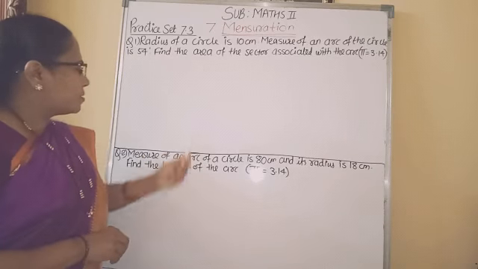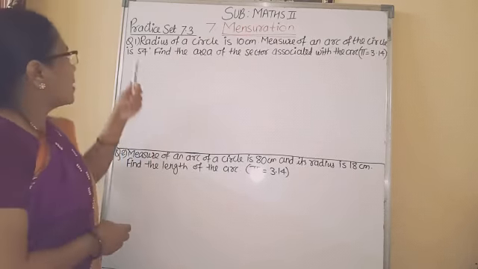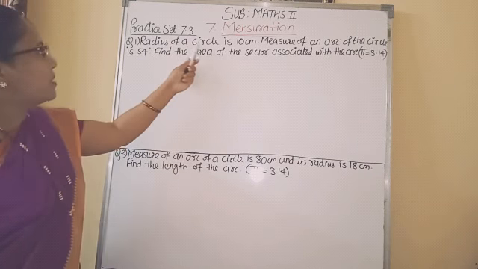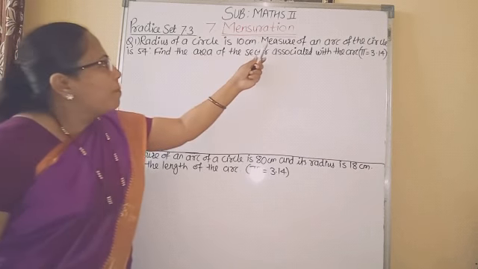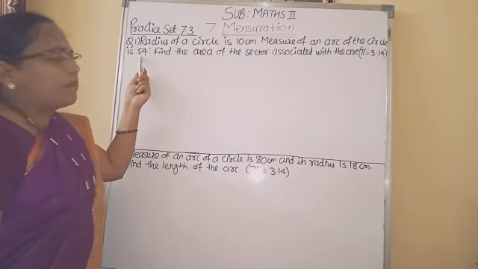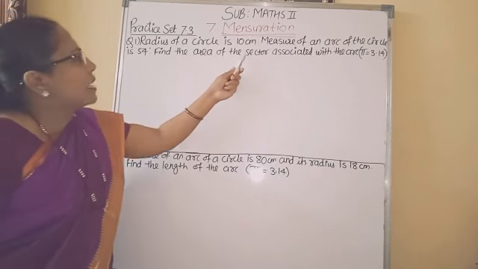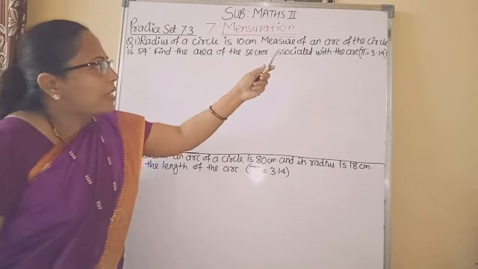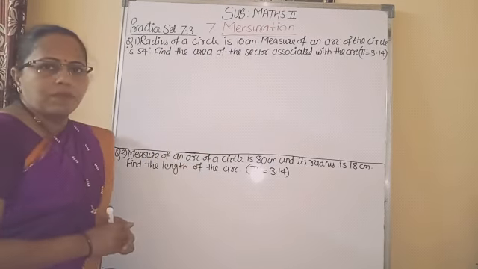First two examples from practice set 7.3. Question number 1. Radius of a circle is 10 centimeter. Measure of an arc of the circle is 54 degree. Find the area of the sector associated with the arc. (Take pi equal to 3.14.)